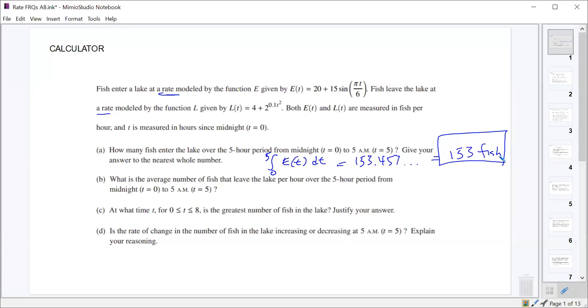So all we have to do is integrate the rate at which they're leaving and multiply it by 1 over b minus a. The first part was 2 points, 1 for the right integral and 1 for the final answer. So for part B, like I was just saying, 1 over b minus a times the integral from 0 to 5 of the rate at which they leave. That should be the average number of fish that leave the lake in the 5-hour period. They gave you 1 point for the right integral setup, and then 1 point for the final answer, which was 6.059 fish per hour.